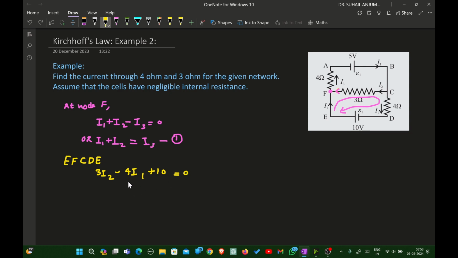Now we can adjust this term. I will write this 4 I1 here, so it is with minus sign.